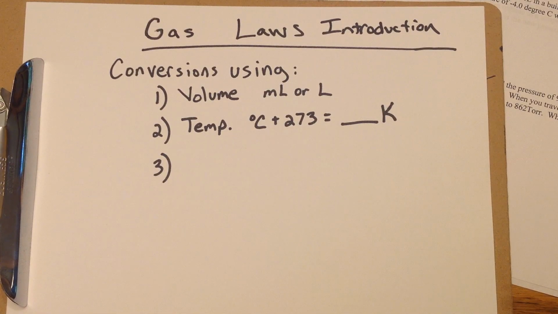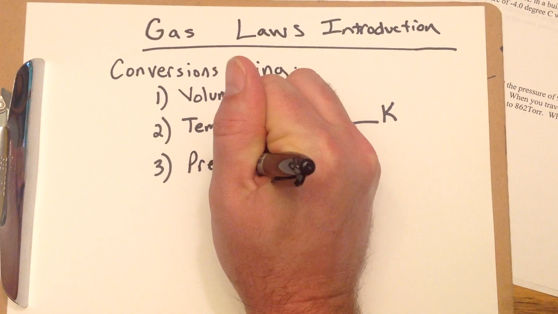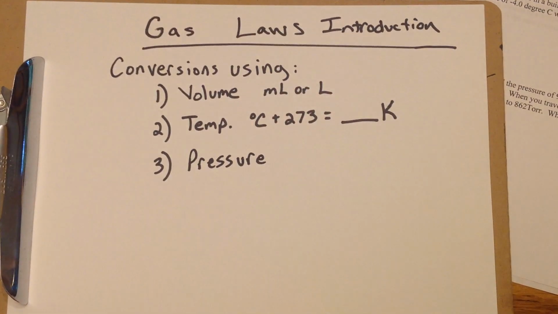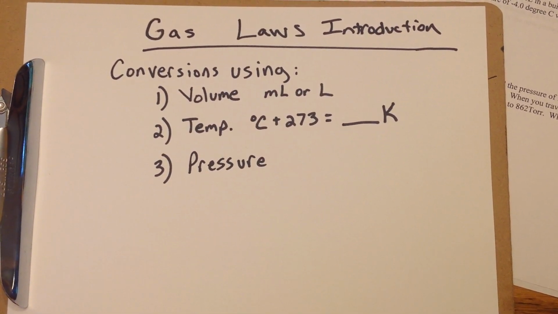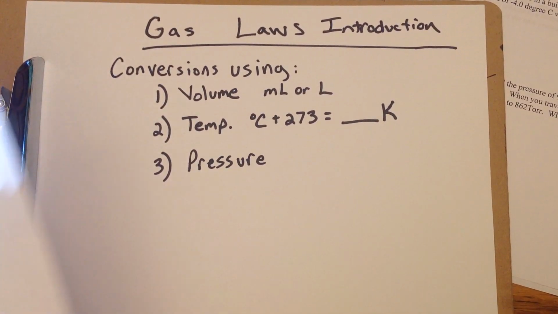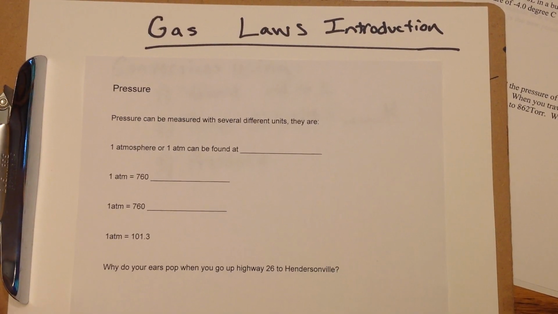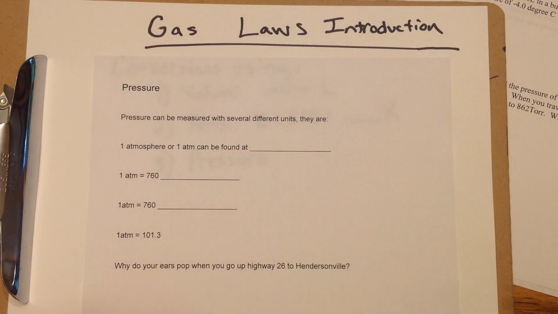So now, the last one we're going to look at is pressure. Now, pressure is going to be so important because it's measured in like 4 different ways. So these 4 different ways, we're going to grab the printout from the internet. If you don't have a printer, that's fine. You can just write this on paper. But pressure, we're going to jump to this sheet. Pressure can be measured in several different units.